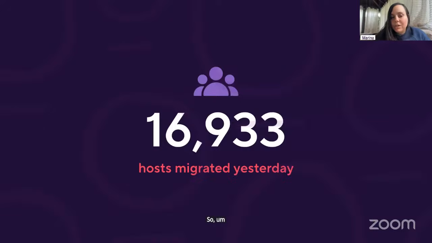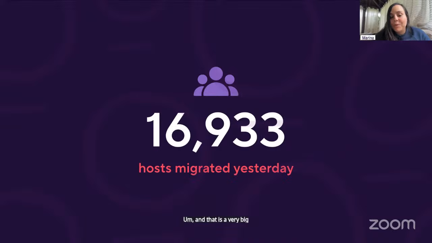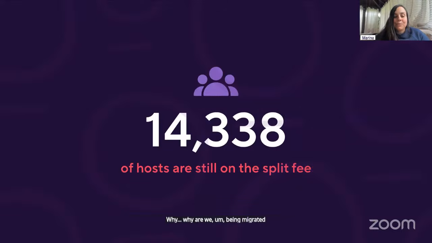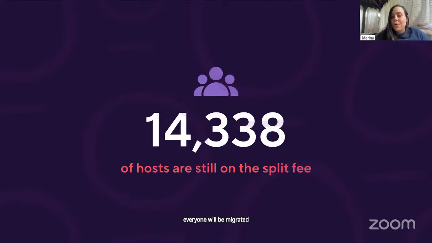So how was the migration yesterday? We migrated 16,933 hosts yesterday, and that is a very big number. It took us 8 hours to migrate everyone's new prices and fees. And we know some of you asked why you were being migrated a little bit early, and that's because we need to ensure that when we finish, everyone will be migrated before Airbnb actually switches you from the split fee to the host-only fee. However, we're monitoring, and we still have over 14,000 hosts who haven't been migrated from the split fee to the host-only fee. So we're still waiting for Airbnb to migrate everyone.